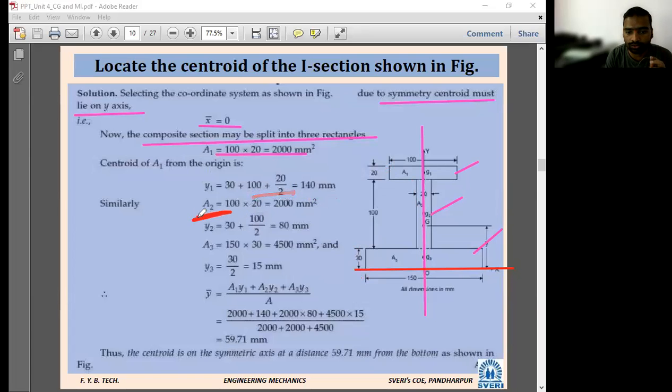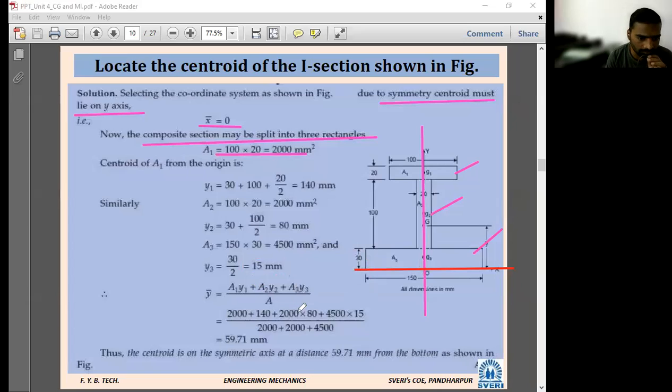Next, A2 means the area of the second section. Then Y2 means the CG of the second section from the reference axis. That is, this is 30 plus, what is the total height of the second section? 100 divided by 2. So 30 plus 100 divided by 2 is equal to 80. Then the third rectangle, its area is 150 into 30, so you will get 4500. Then y3 you have to find out. Y3 is from this reference axis to the CG of this one. Total is 30 by 2, that is 115.